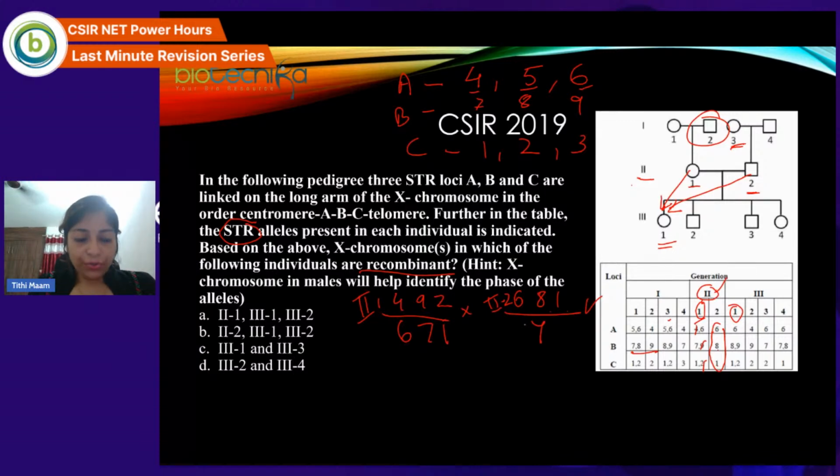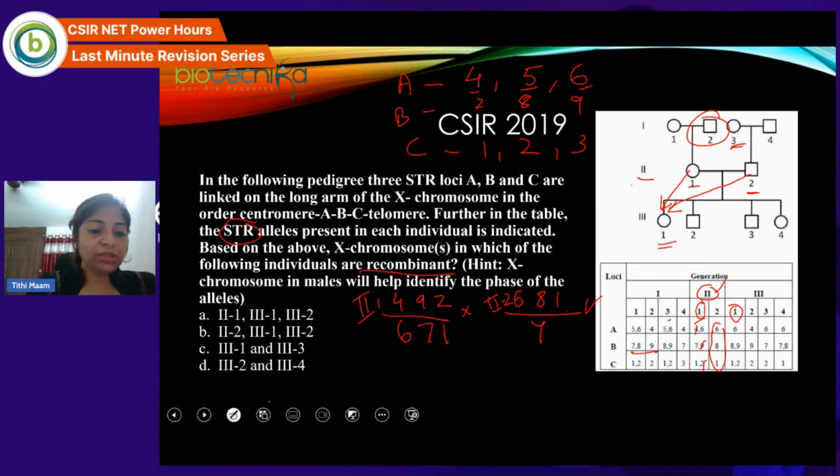Yes? Okay. Now check for the female. Females will get one X chromosome from mother, one from father. Now again, their father also has only one X chromosome, so there is no chance of any recombination happening. The alleles will be given in the same way. Right? So what do we have here? In this situation, I'll just clear it.